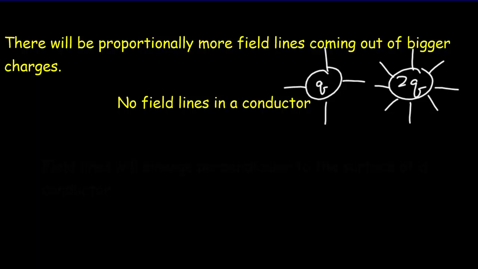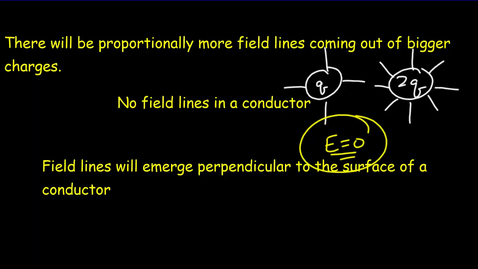If you've got a conductor, there will be no field lines inside a conductor. So that's the idea of shielding. If you've got a conductor, E equals 0 inside. That's not going to be true for an insulator, just for a conductor. And the other thing is that for a conductor, the field lines are going to emerge perpendicular to the surface.